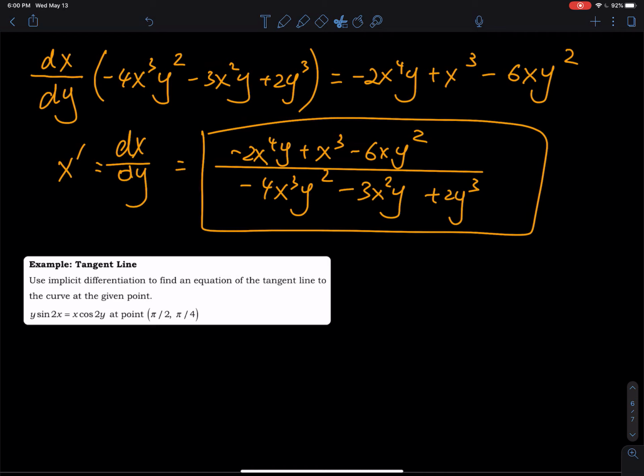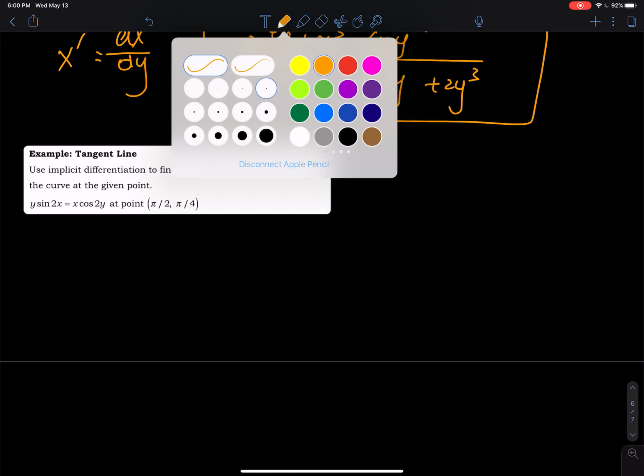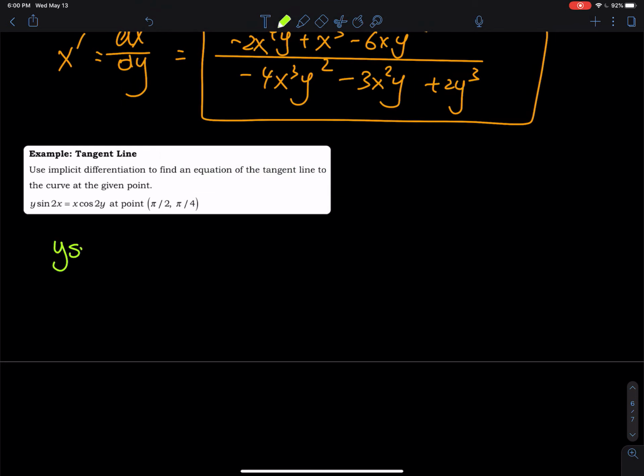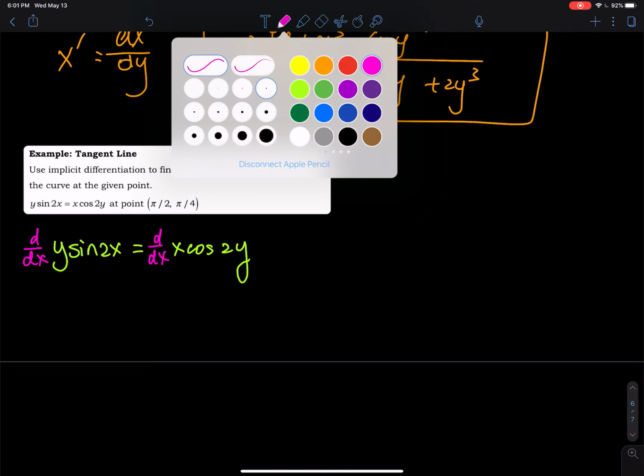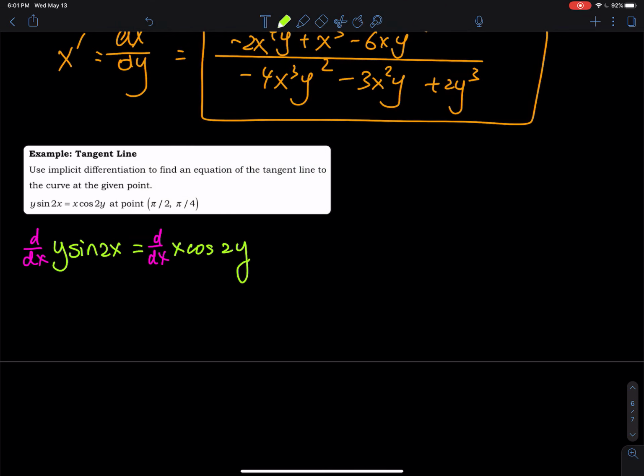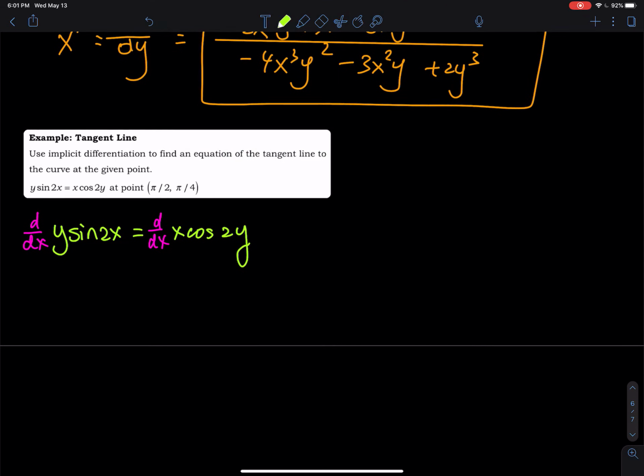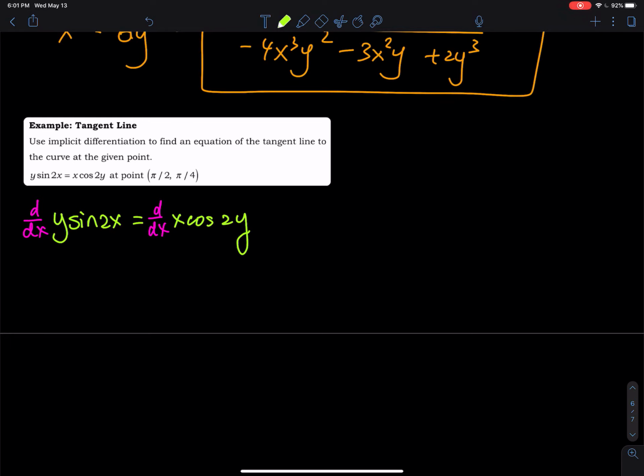All right, let's copy the problem first. The problem is y times sine of 2x equals x times cosine 2y. First, we take the derivative on both sides with respect to x. So that means we need to do d/dx on both sides. The left-hand side is a chain rule, and the right-hand side is a chain rule and a product rule. Product rule is fg prime plus gf prime.